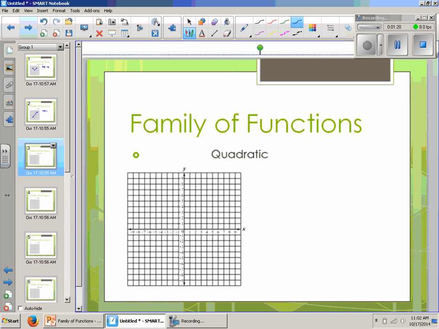Quadratic. What does the quadratic graph look like? We have a U. So it looks like a U. So if we see a U, we know we have a quadratic function. And what does the equation look like? f of x equals x squared.